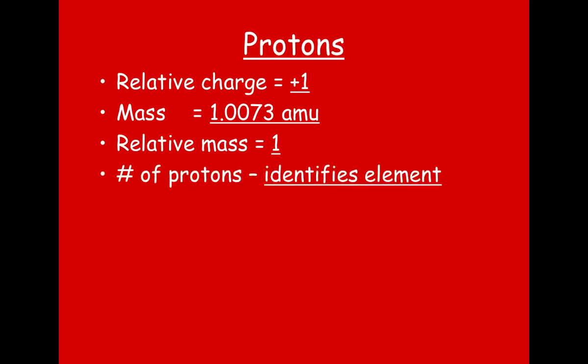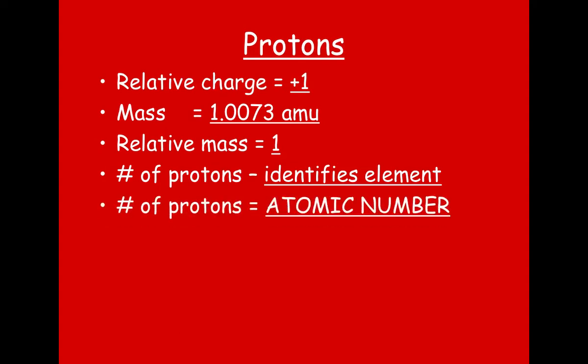Now, the number of protons that we have actually identifies the element that we have, because the number of protons is also equal to what we call the atomic number. And the atomic number can be found on any periodic table that you're given. So if you're using a periodic table and you need to find out the number of protons, all you have to do is look up the atomic number to determine the number of protons.